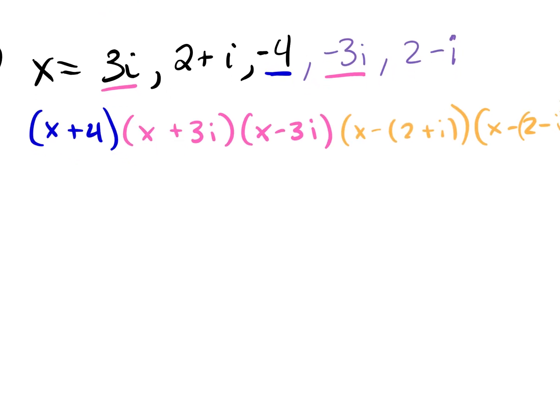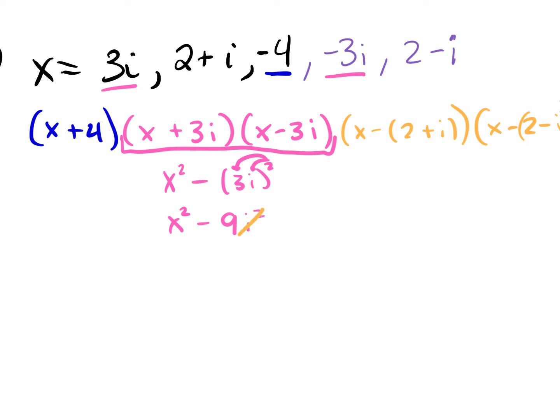So we start by multiplying our conjugate pairs. I'm going to multiply the x plus 3i and x minus 3i first. My shortcut is to square the first term minus the second term squared. So the 3 gets squared and the i gets squared. So this is x squared minus 9i squared. What does the i squared turn into? A negative 1, which makes it a plus 9. So this is x squared plus 9.